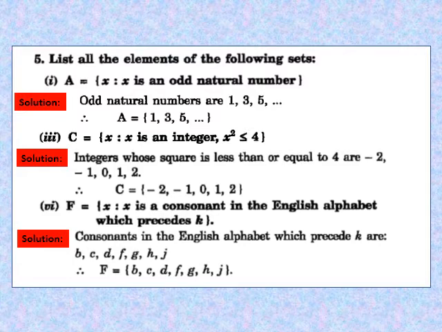And sixth is F such that X is a consonant in the English alphabet which precedes K. Precedes K means before K, and the consonant. So the consonants before K are what? B, C, D, F, G, H, J. Therefore writing in the roster form, F will be equal to B, C, D, F, G, H, J in the braces, that is middle bracket, and all the elements separated by commas. Clear? So pause the video to solve the other sums.